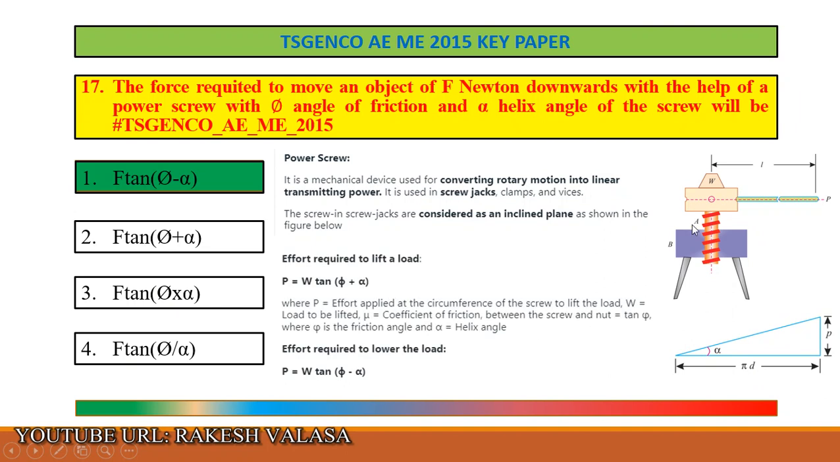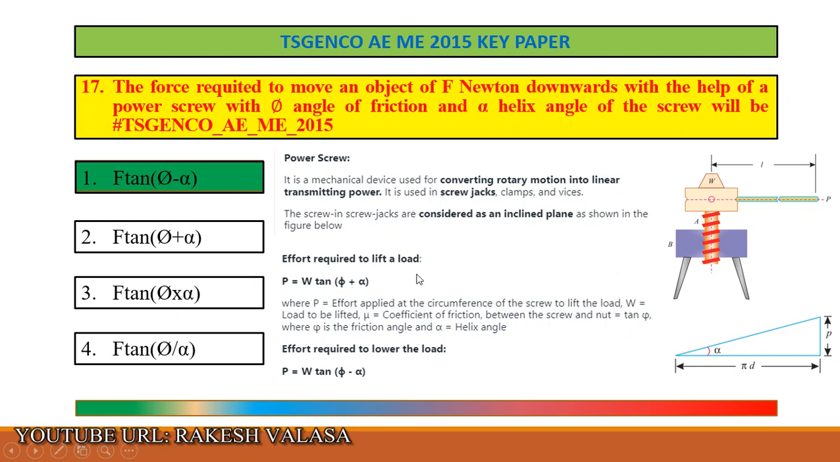Effort required to lift the load. Here the load is acting on the top side. P is the effort applied at the circumference of the screw to lift the load. W means the load to be lifted. Mu means the coefficient of friction between the screw and nut, that is tan phi, where phi is the friction angle and alpha is the helix angle.